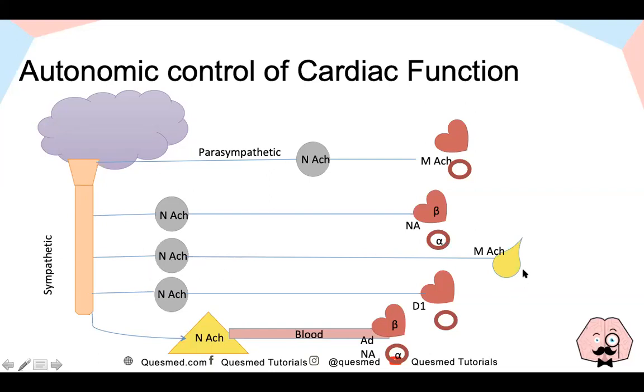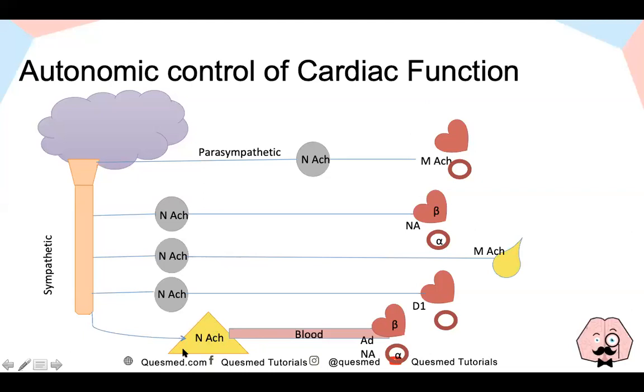To the sweat glands, we've got muscarinic acetylcholine receptors, so that's similar to the parasympathetic, but obviously the nerves are the opposite way around. And then we've also got dopamine D1 receptors, which innervate the heart, and they cause an increase in heart rate, but they also cause vasodilatation.